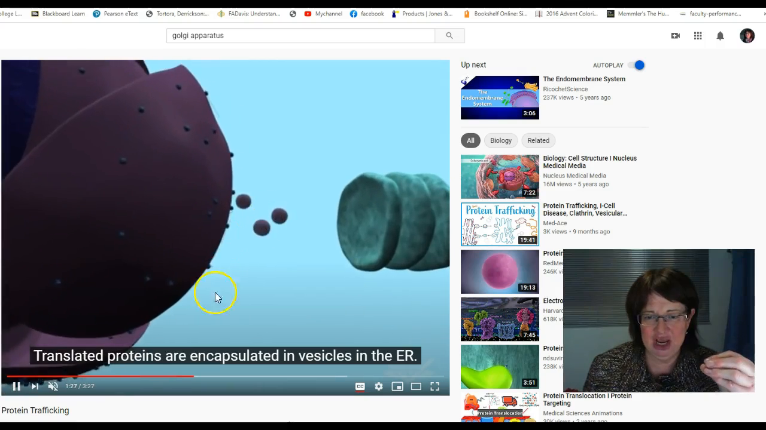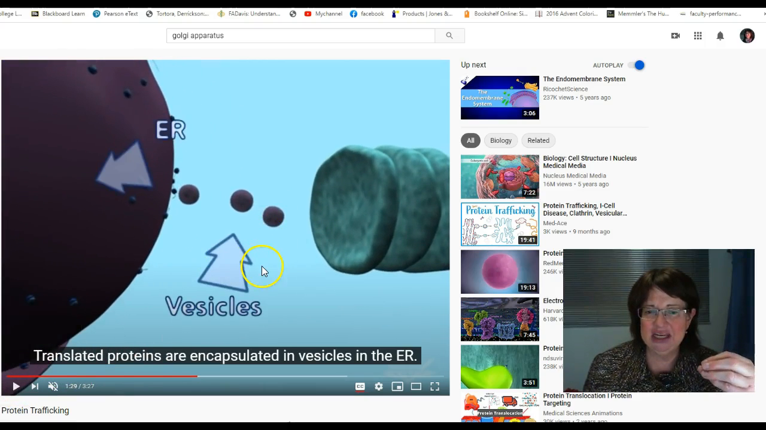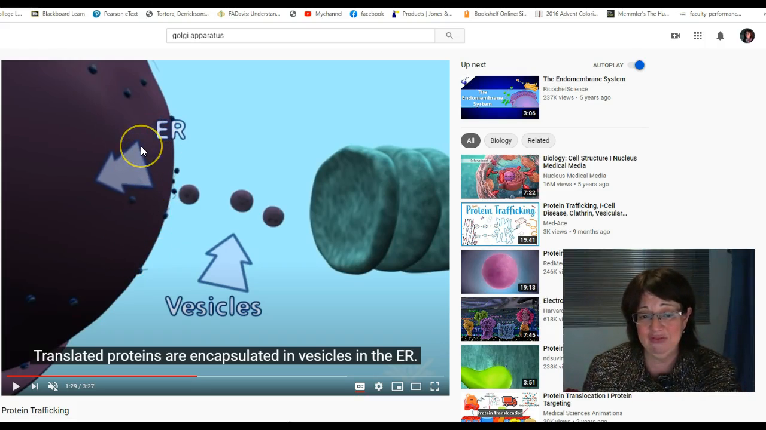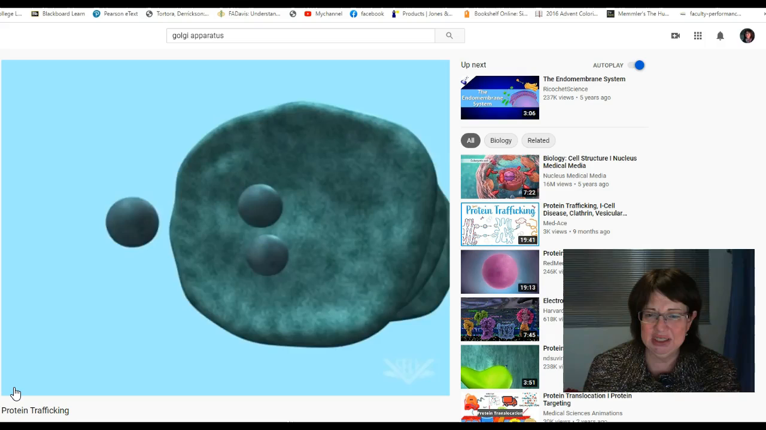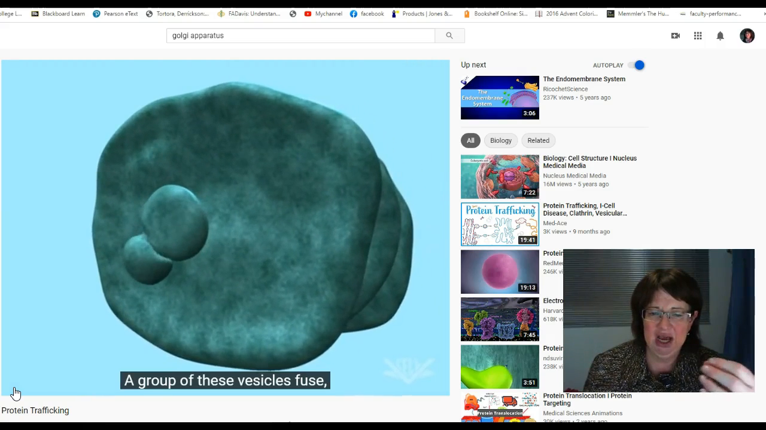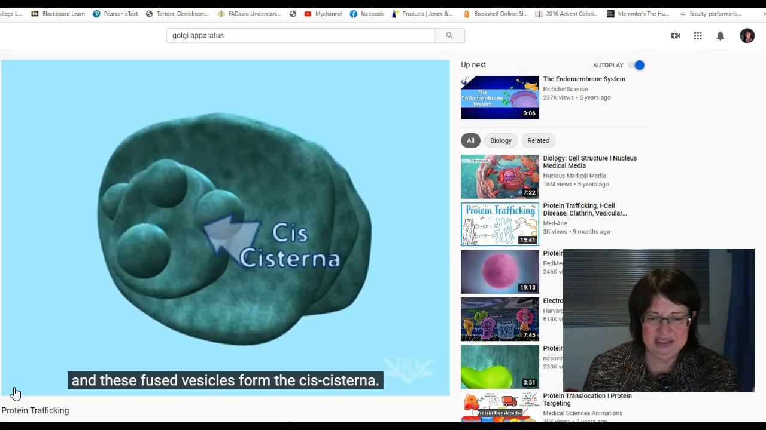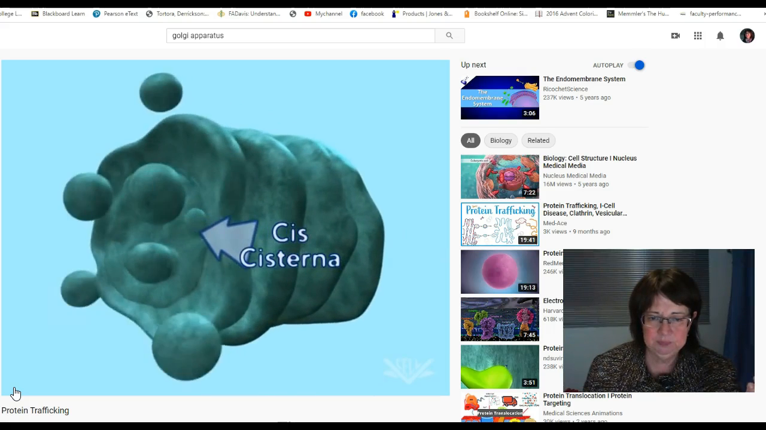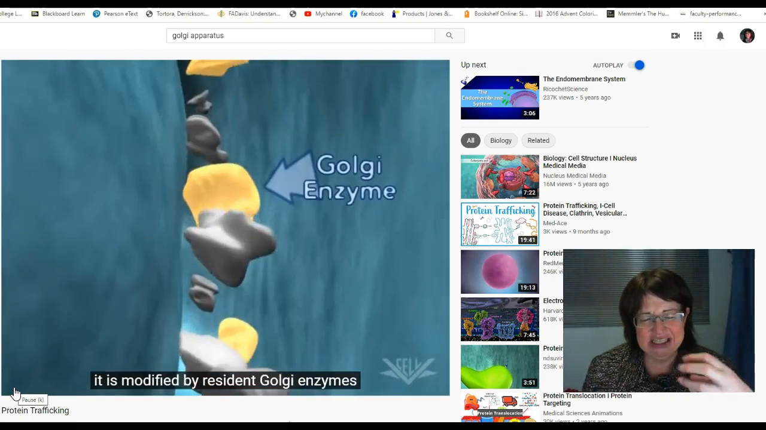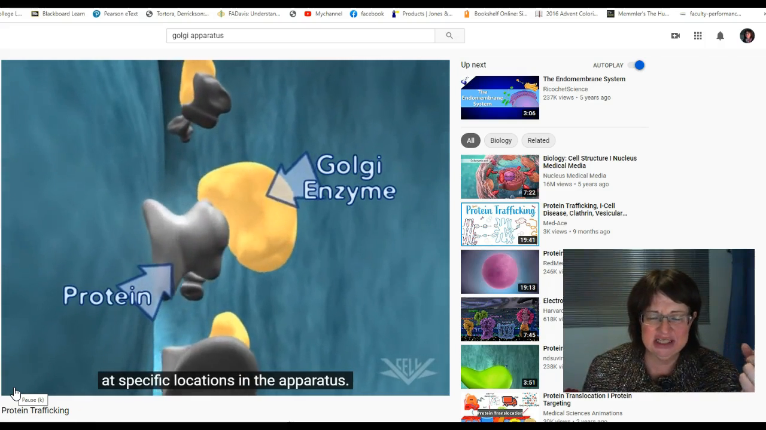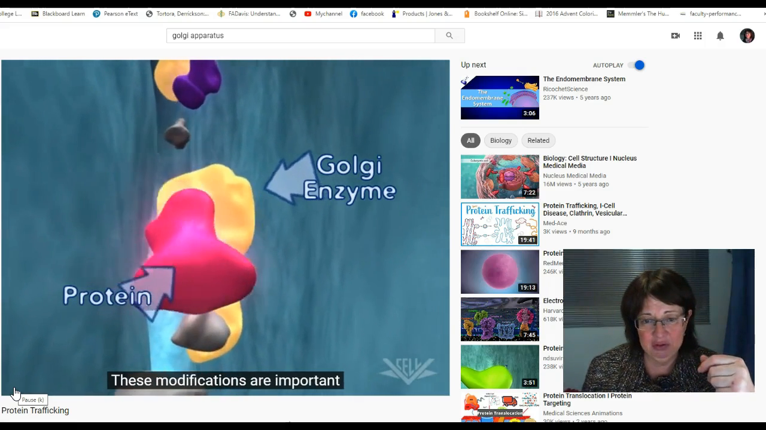But I want you to pay attention to how here are the vesicles that come off of the endoplasmic reticulum. Now, because of these dots, this is rough endoplasmic reticulum. Rough endoplasmic reticulum will make proteins. So the proteins are coming off, and they will join together to create a layer of a Golgi apparatus. Then, as they create this layer, inside there are enzymes, and these enzymes will then modify the protein.